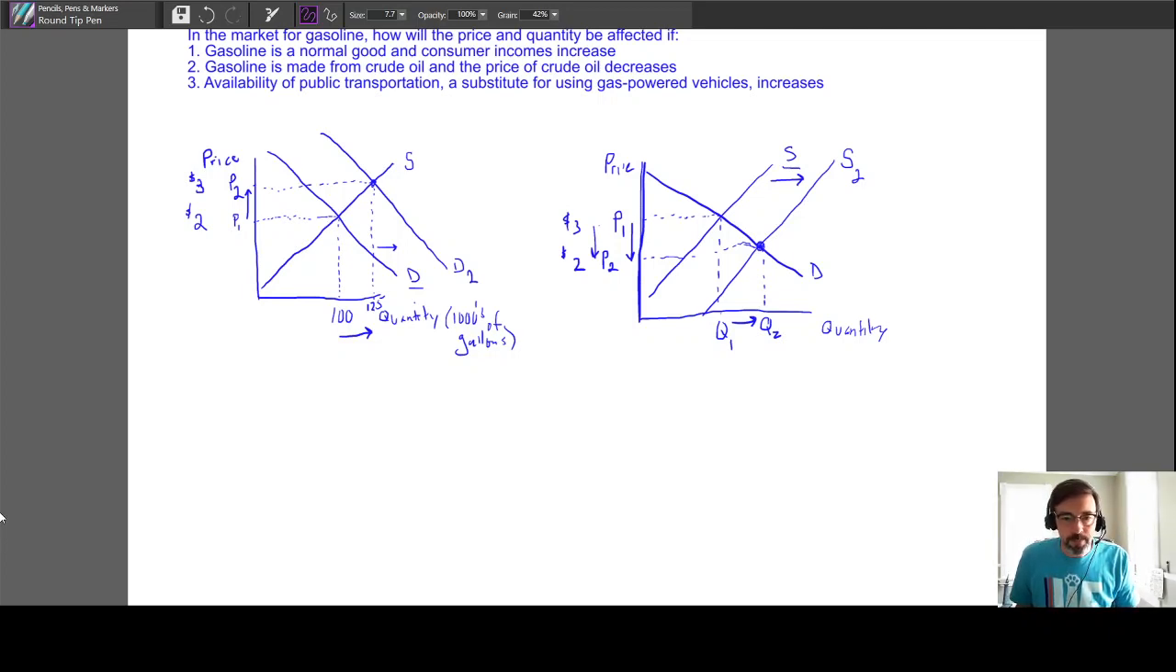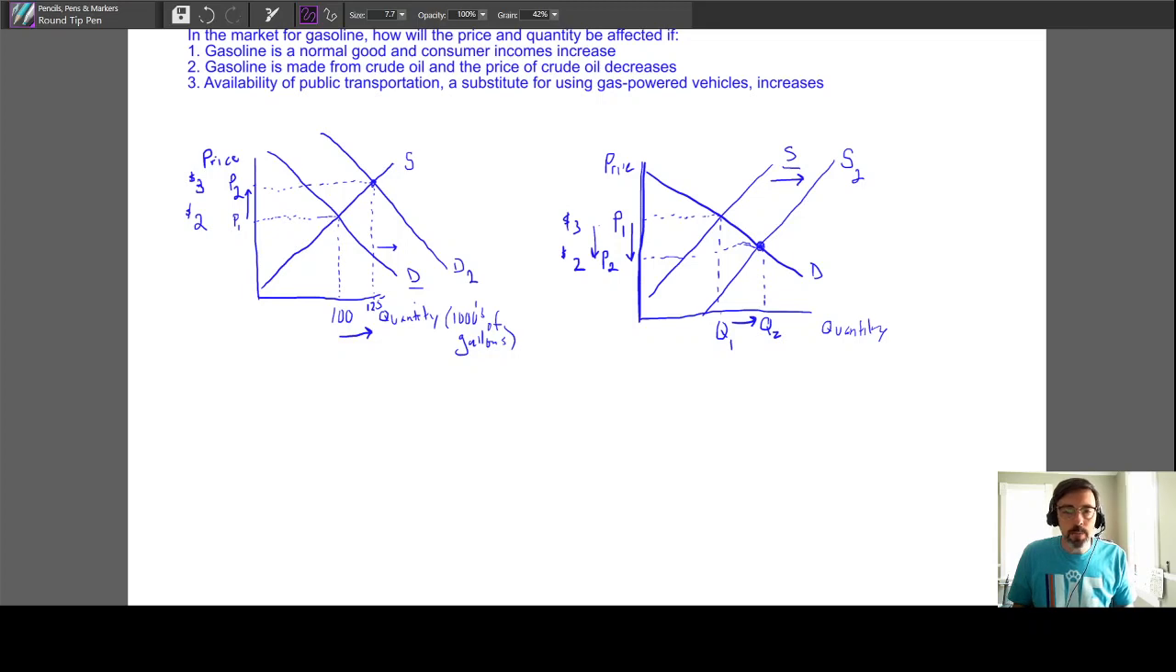All right, third question. In the market for gasoline, how will the price and quantity be affected if the availability of public transportation, a substitute for using gas-powered vehicles, increases? So public transportation is becoming more available. So people now have a better option of using public transportation. Of course, not everyone's going to start taking the bus or the train, but some people will. And if those people do that, what is that going to do to their demand or supply of gasoline?